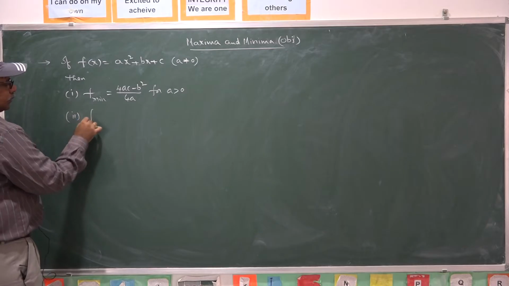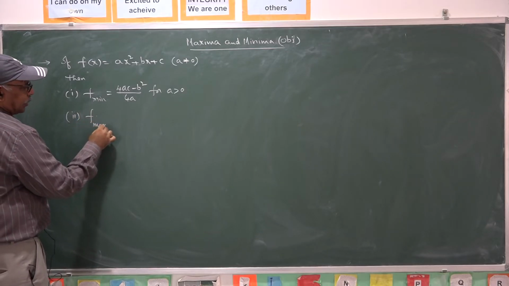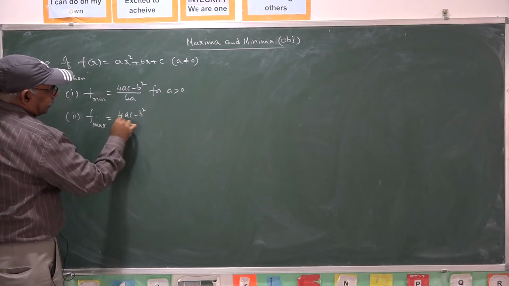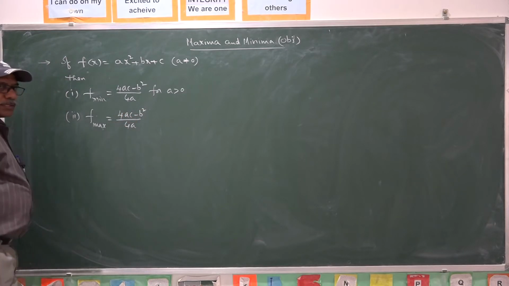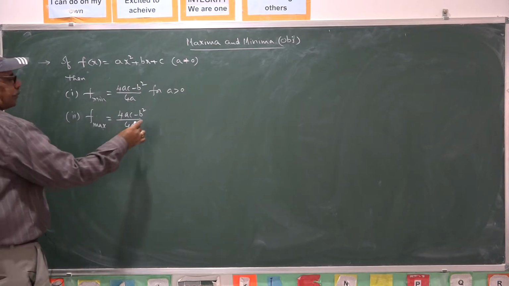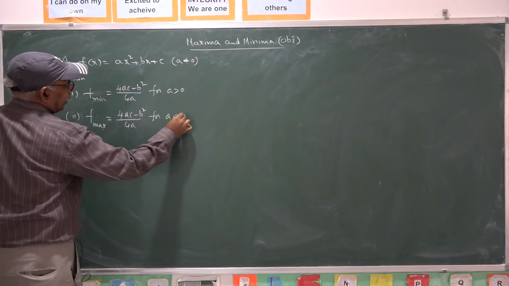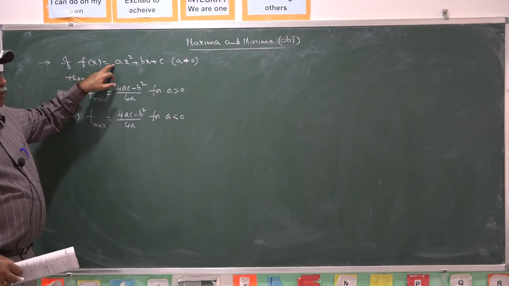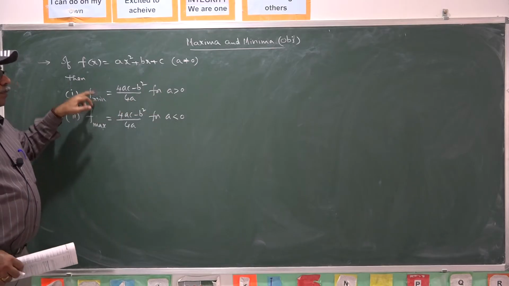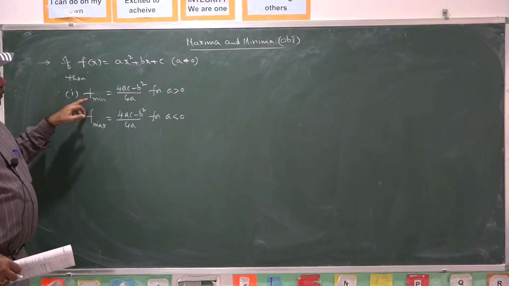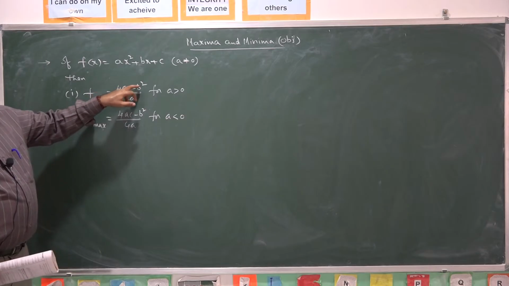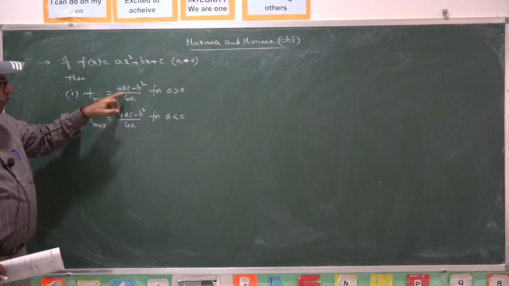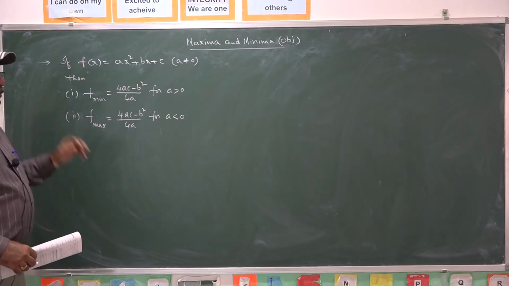In case of a less than 0, f takes maximum. That maximum value is 4ac minus b square by 4a. This is for a less than 0. That means once x square coefficient is positive, f takes only minimum in such case. F minimum is 4ac minus b square by 4a. Once a is negative, the same value becomes maximum of the function.